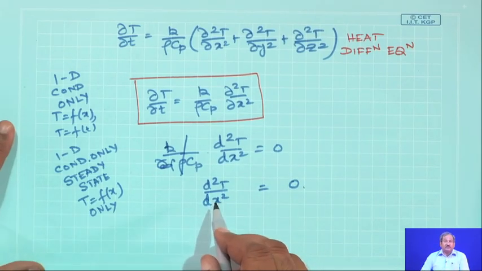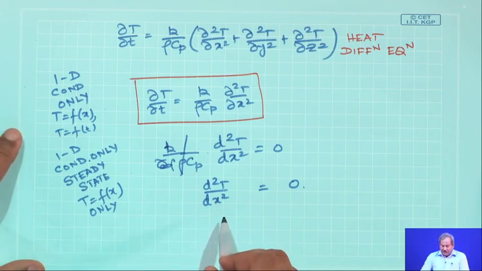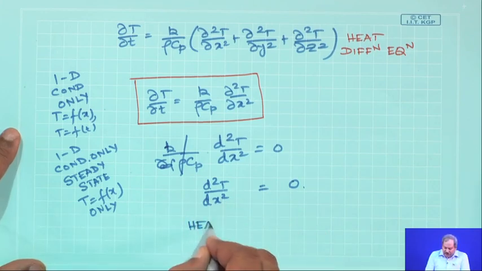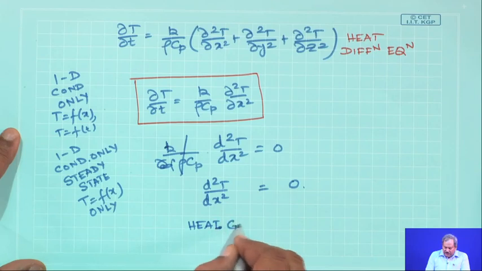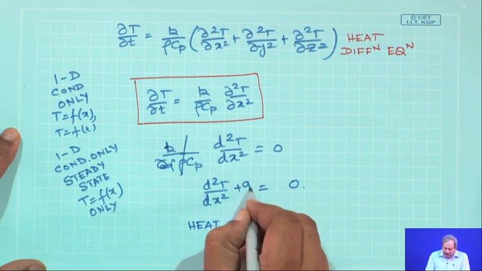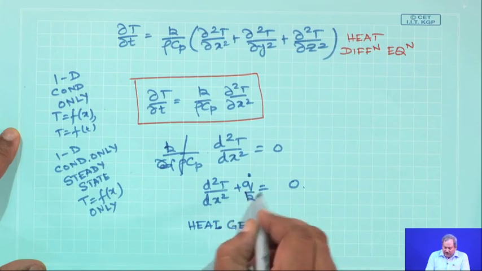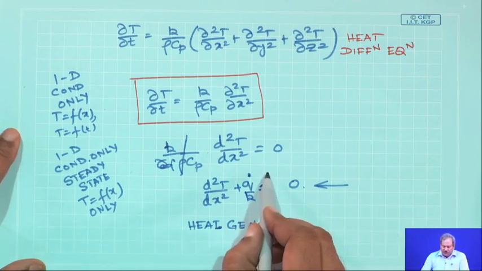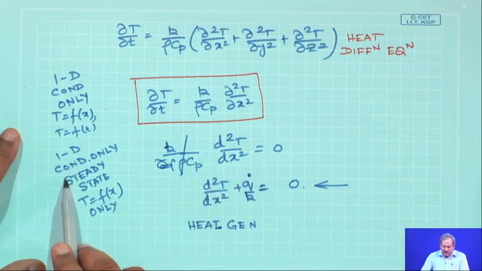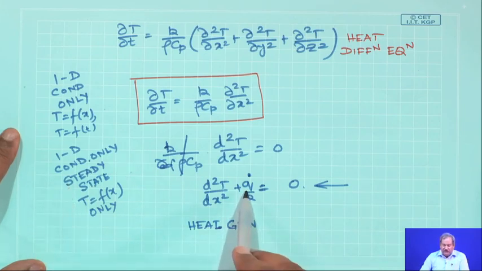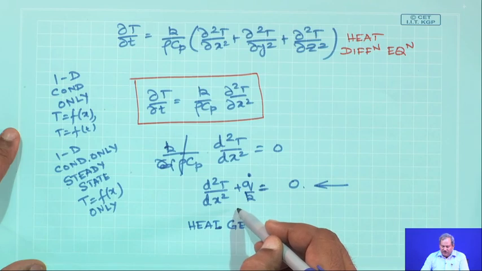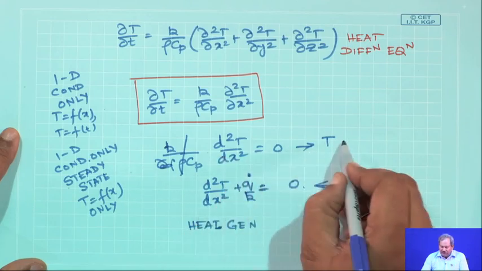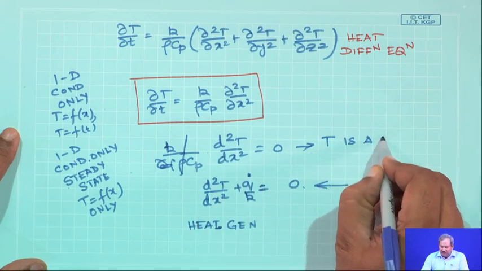So, this must look very familiar to you now, since you have studied conduction. If you have heat generation due to some electrical sources, heat generation in the system, then you are going to have plus q dot by k to be equal to 0. So, this form of the equation you have seen before, which is the one dimensional conduction only steady state situation with heat generation, and if you set heat generation to be equal to 0, this is what you are going to get, and the solution of this would be T is a linear function of x.